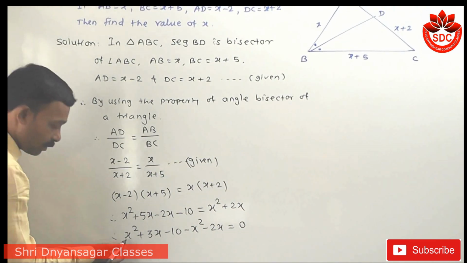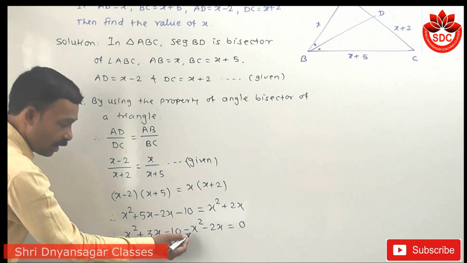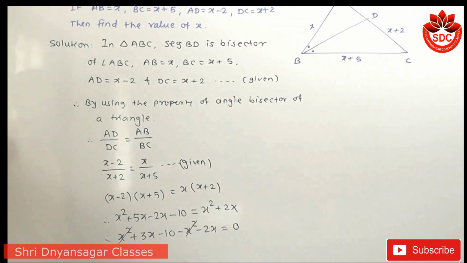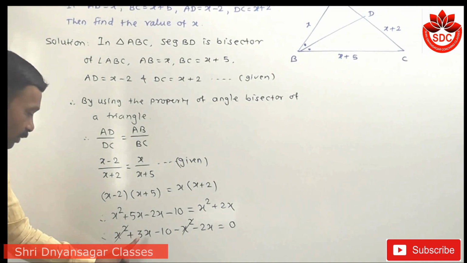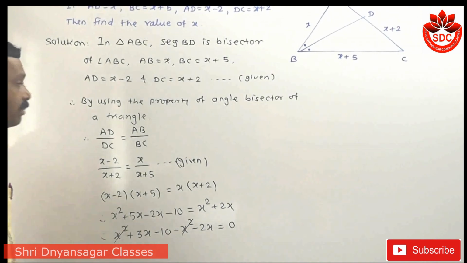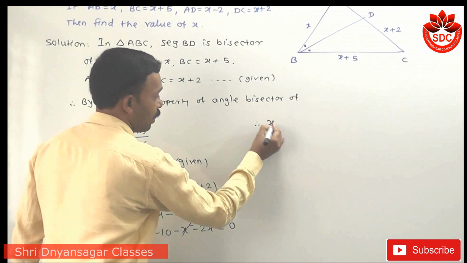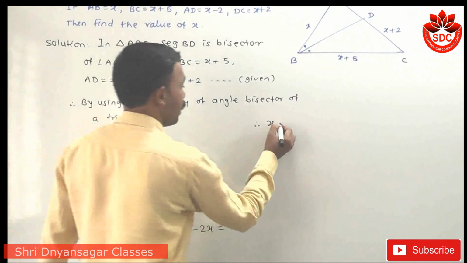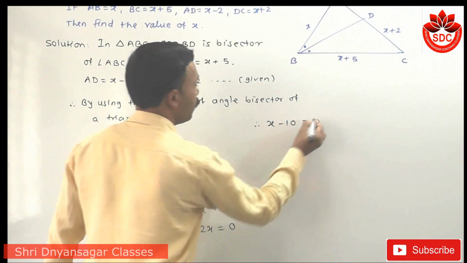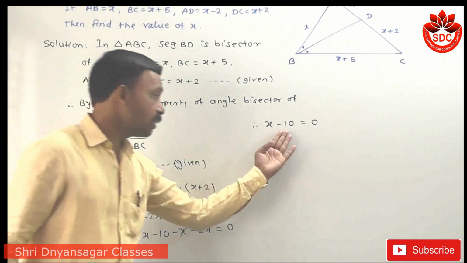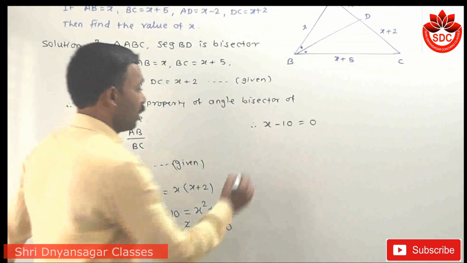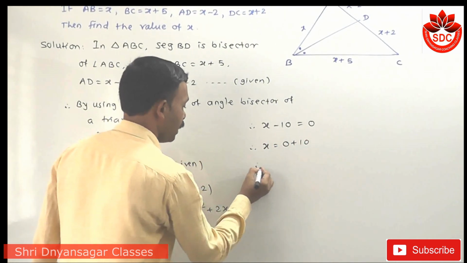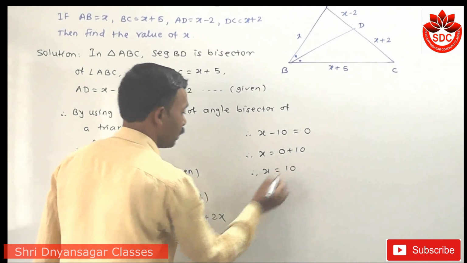Student, when we look here, this x square is plus and this is also minus. So plus and minus get cancelled. Then the subtraction of this one, 3x minus 2x becomes x. Okay, then minus 10 is equals to 0. Then transpose this minus 10 to this side, convert as plus, so that x is equals to 0 plus 10. Means that the value of x is equals to 10.